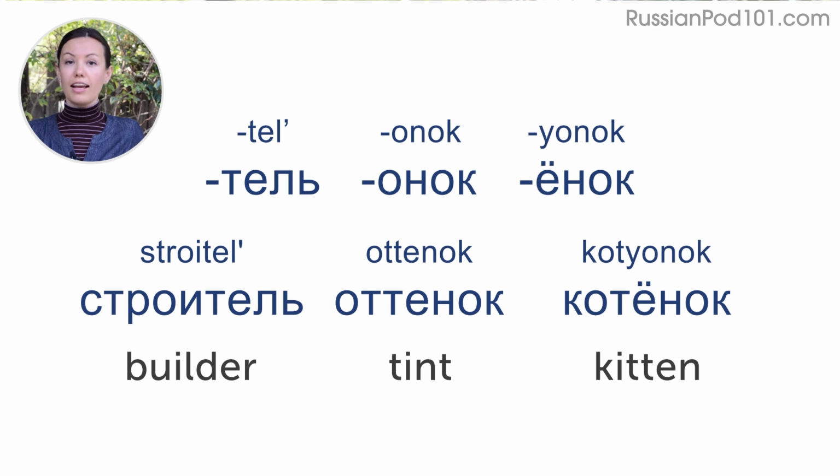Certain suffixes can also serve as gender indicators. For example, the typical masculine suffixes are тель, ок, and ёнок. Строитель – builder, оттенок – tint, котёнок – kitten.